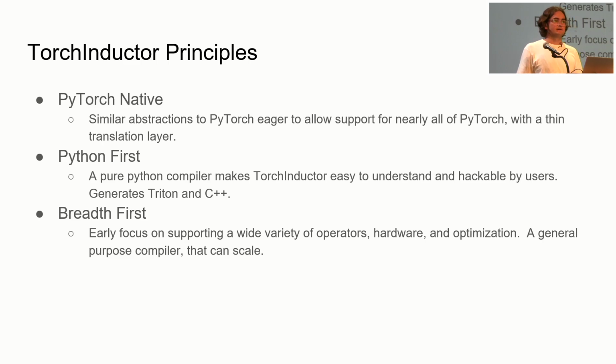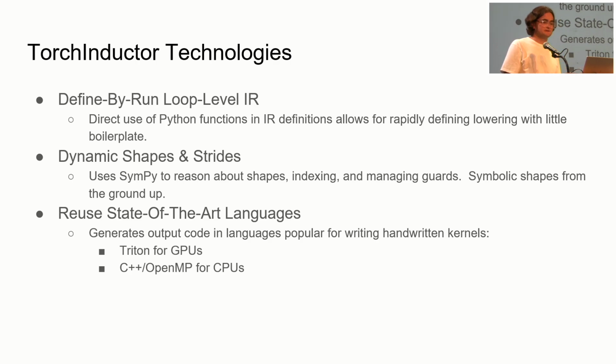And it's breadth first, in that it's covering a wide variety of PyTorch operators instead of focusing on a smaller set, such that long tail models work and all of the operators get fused and it works reliably across the many ways that people use PyTorch. So it uses a define-by-run loop level IR. We'll get to this later, but it's essentially Python lambdas that capture the semantics of your operator, in the same way that PyTorch is Python code and not a graph structure.